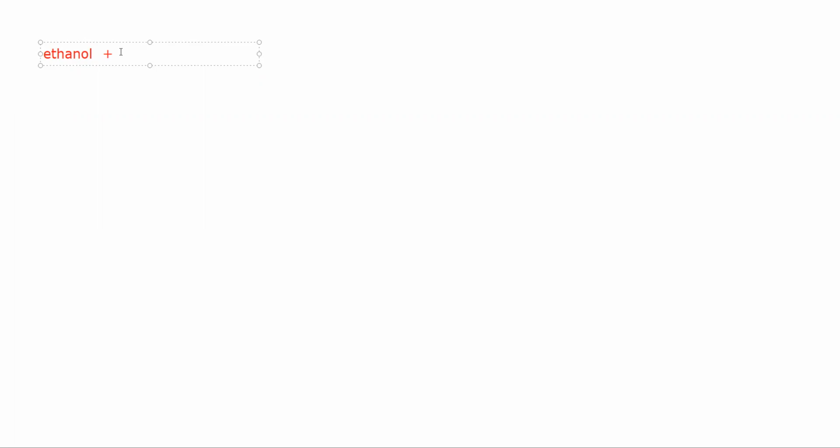So ethanol plus ethanoic acid results in the formation of ester, which is ethyl ethanoate, plus water. Sometimes in a question, they ask you to identify the alcohol and carboxylic acid that react to form the following ester.